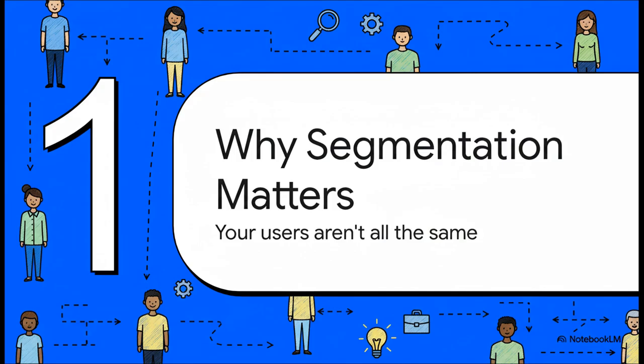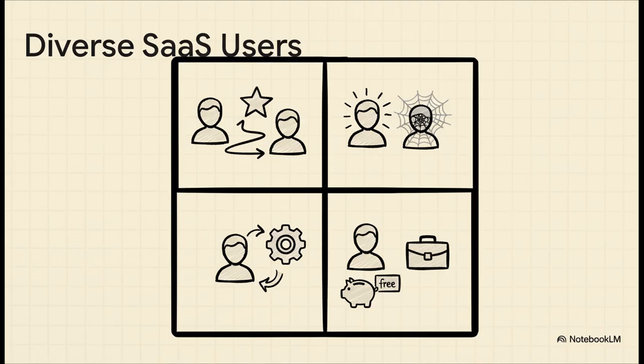So why is this so incredibly important for SaaS companies in particular? Well, the answer is actually pretty simple. Your users are not all the same. They're at completely different points in their journey with you, and they need different things from your product. And what's great about this is how it shows you just how diverse your user base really is.